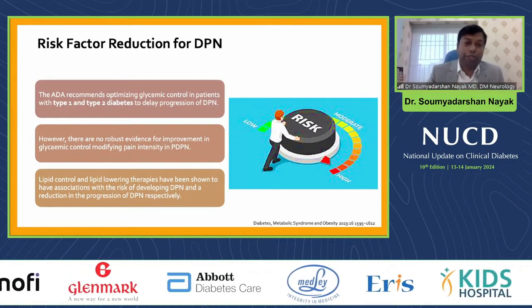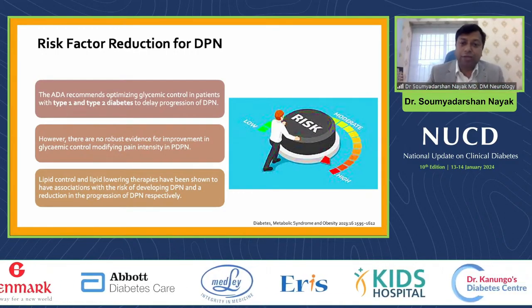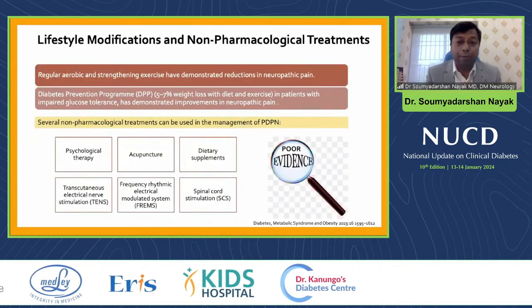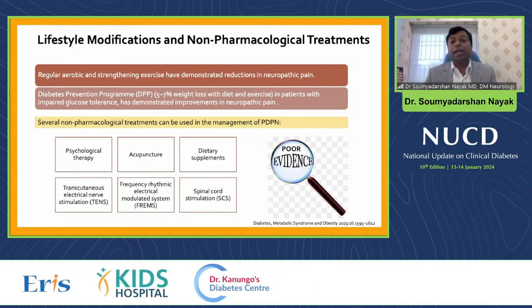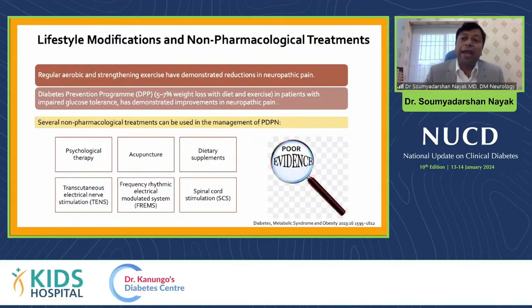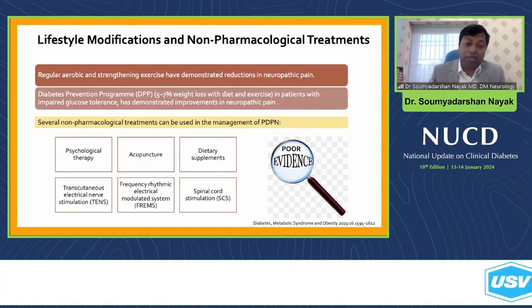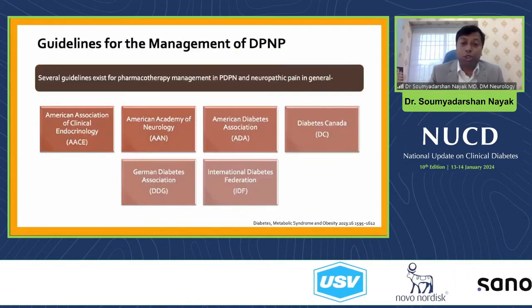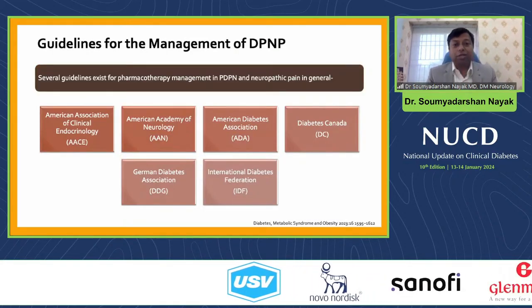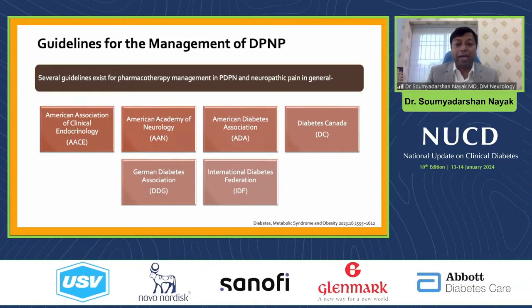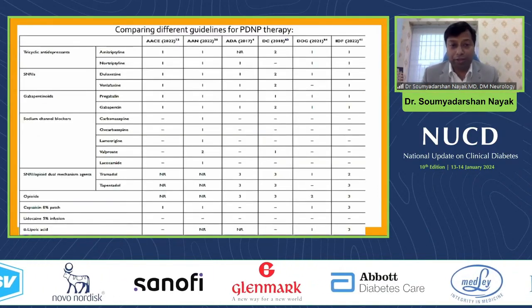Okay, we'll go straight into risk factor reduction. I won't go into the details, but that is important as much as lifestyle modification and non-pharmacologic treatment can be used, especially in resistant cases, including TENS, FREMS, and the spinal cord stimulation. What we will discuss is what the guidelines have to say regarding management of painful neuropathy.